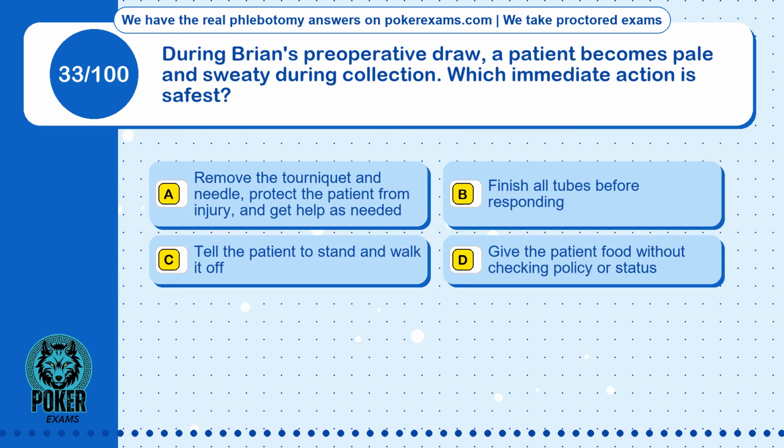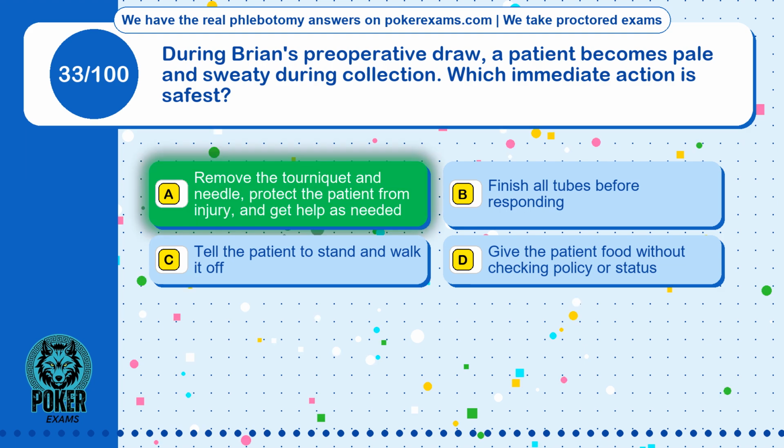Question 33. During Brian's preoperative draw, a patient becomes pale and sweaty during collection. Which immediate action is safest? Option A. Remove the tourniquet and needle, protect the patient from injury, and get help as needed. Option B. Finish all tubes before responding. Option C. Tell the patient to stand and walk it off. Option D. Give the patient food without checking policy or status.